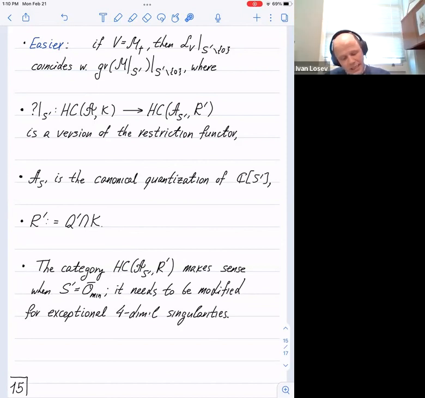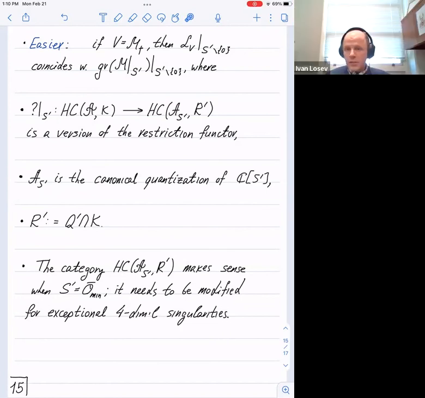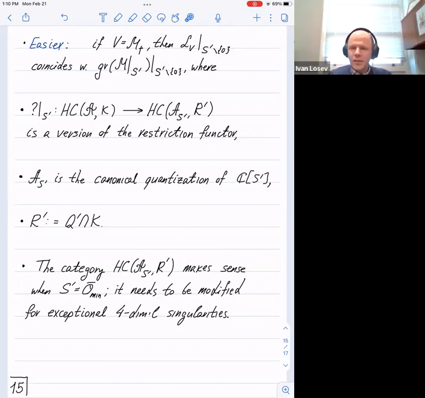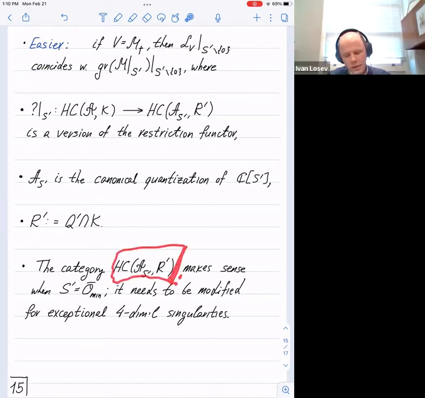The notation here is that this AS prime is a canonical quantization of the slice. In the two examples that I considered, the SL3 and SP4 example, the algebra AS prime was described, and this group was described. In fact, in these two examples, for these two singularities, this category here is just an honest category of Harish Chandra modules, like in the classical Lie theory.